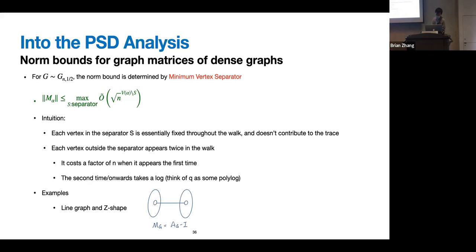And the example is this graph, which is our usual adjacency matrix with the identity removed, and we know that this is a Wigner matrix which has spectral norm root n, matching the bound we have up to polylog orders.